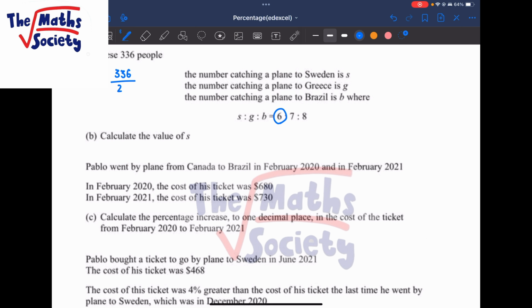21 units. Which will get 21 units. That will give you an answer of 16. We just need to find this one. So that's 6 multiplied by 16. That will give you 96. So that's S equals 96.